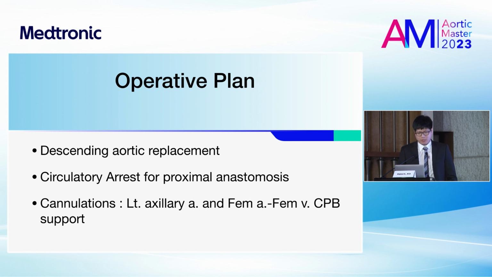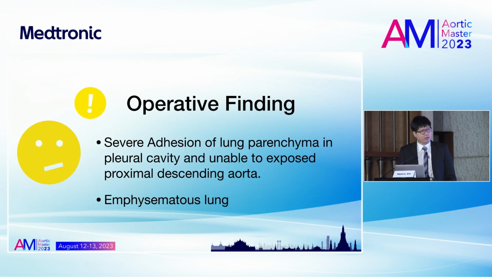We cannulated the left axillary artery through an 8 mil graft, and we also put a bypass on the femoral artery and femoral vein. However, after we entered the chest wall, we found a severe adhesion of the lung parenchyma to the pleural cavity, and we were unable to expose the proximal descending aorta because the lung was very bad.